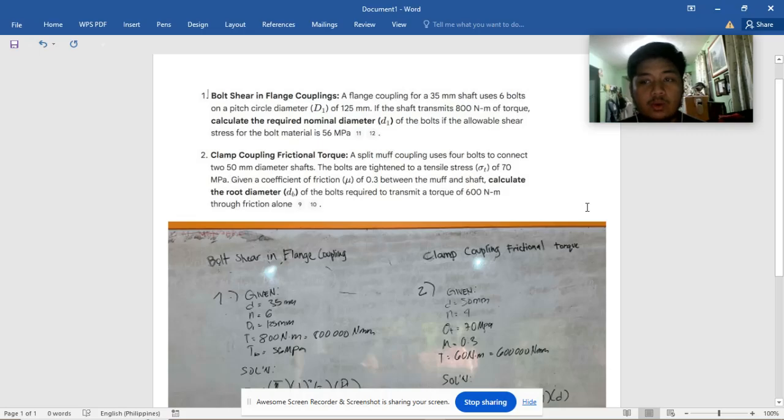Hey everyone, today we will solve a machine design problem. So, first question, example of a bolt shear in flange couplings.